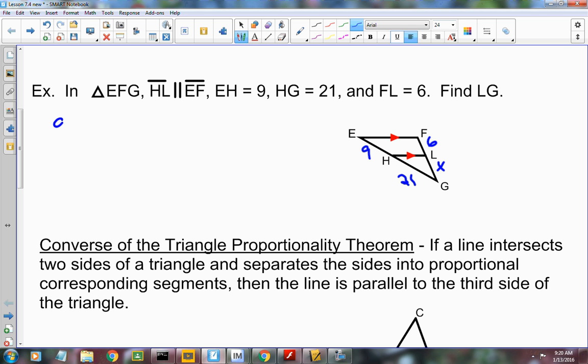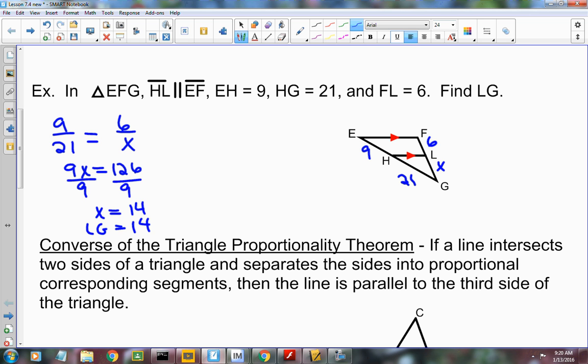Okay, good. 9 is to 21 as 6 is to X. Okay, and so if we cross multiply, we end up with 9X equals 126. We divide both sides by 9, and X ends up being 14, which is also the length of LG, which is what we're looking for. Okay, questions on what we did there?